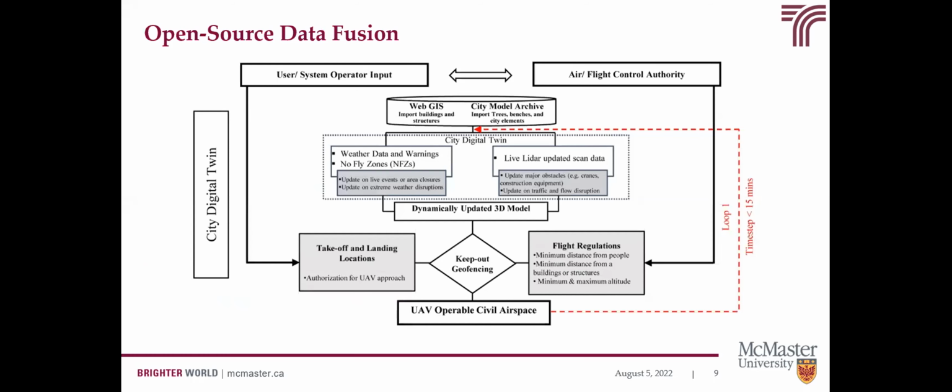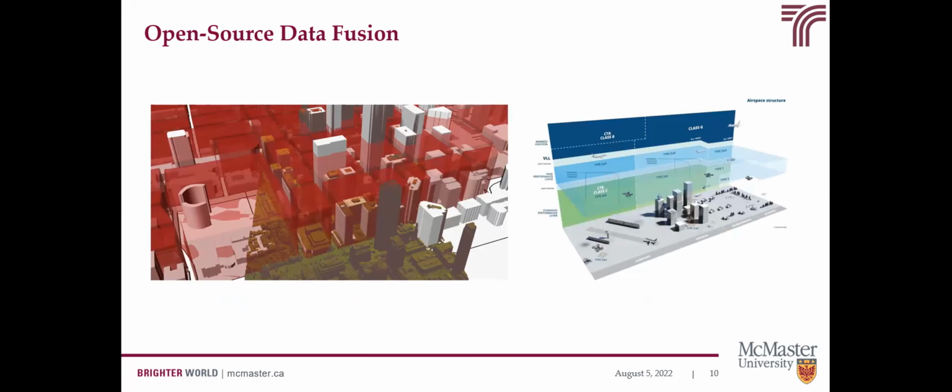Now, UAV systems as a framework, this is what we've created here. We've created a framework or a protocol that allows every municipality or every design team to work on their own system and be able to design a fully autonomous air management system. It starts with the user or operator input and the air flight control authority. Once we have the demand, we get the WebGIS or the city model archive and get the LiDAR data, 3D data of the city. So it's basically the model of the city. Then we create a dynamically updated 3D model with all the takeoff and landing locations.